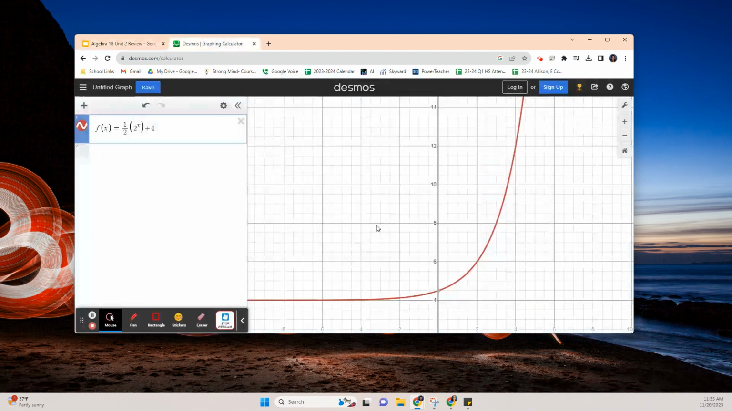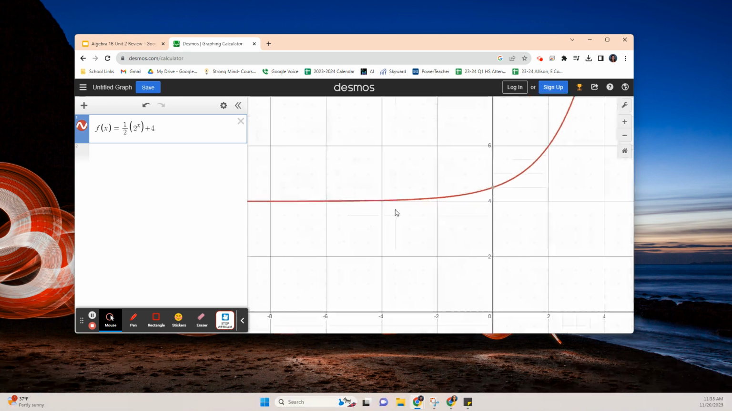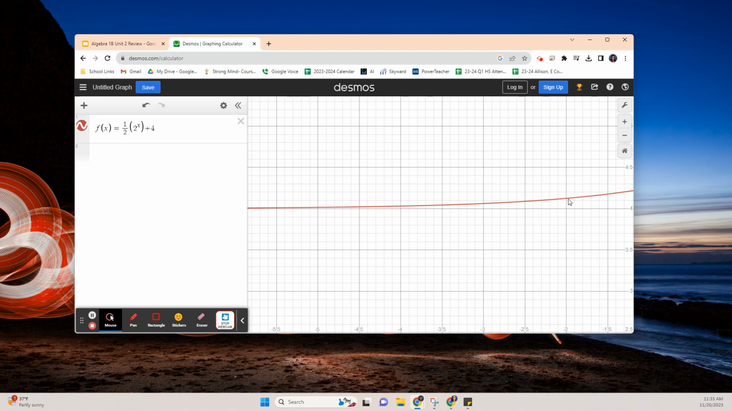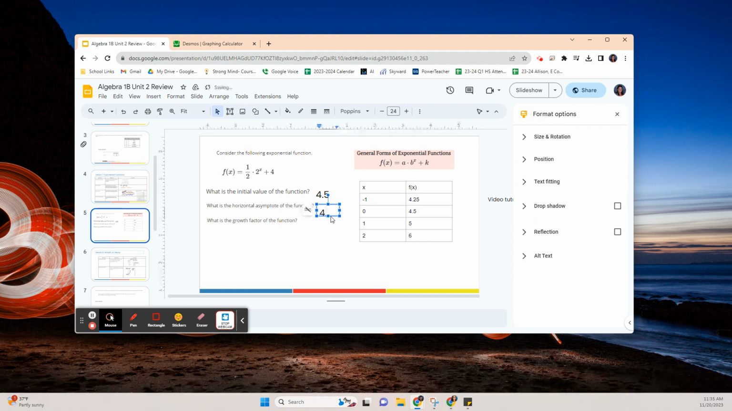If I was to graph it, you could also see that here. Okay, we started out at 4.5, which was our initial value, and then it looks like it's going to touch 4, but if I scroll in, it actually never touches 4. Okay, so our asymptote there is at 4, or just that k value at the end.